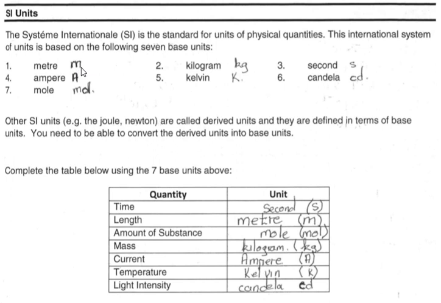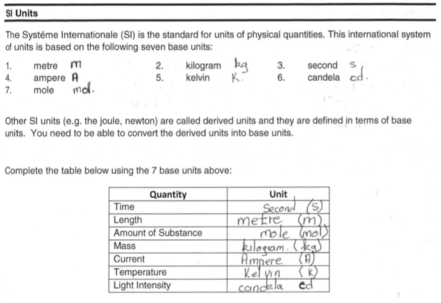1, the metre, which has the symbol lowercase m. 2, the kilogram, lowercase kg. 3, the second, lowercase s. 4, the ampere, uppercase A. 5, the Kelvin, uppercase K. 6, the candela, lowercase cd. And 7, the mole, lowercase mol.